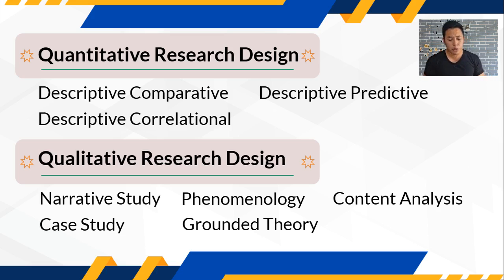Next one, you can also use descriptive predictive if you want to know the values or the ranks. For example, which of the online sources or online social media platforms do senior high school or college students use? What do they usually do when they have free time? Do they do leisure time such as playing, watching, or online gaming? So here you're going to rank.